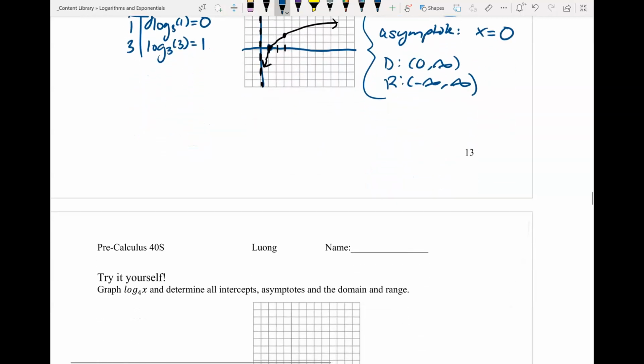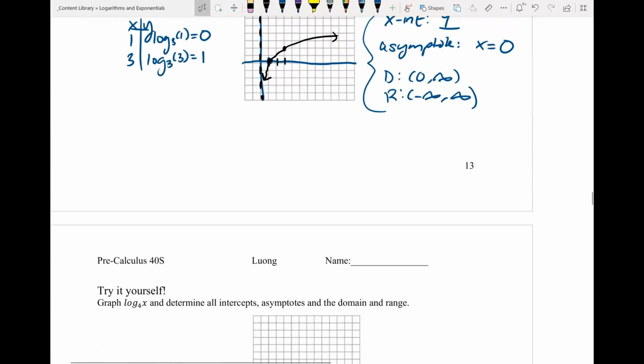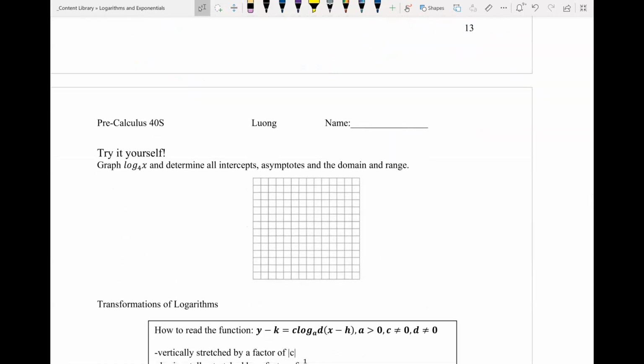Now I want you to try the next one on your own. All I did is change the base to 4. Should still have the same characteristics in terms of intercepts, asymptotes, and domain and range. The only difference is your second point is going to be a different point. It's no longer going to be at 3, 1. So find another point of that graph, connect those 2 points together from your intercept to that point, and then draw the rest. So go ahead and do that, and then when you're ready, press play for the solution.